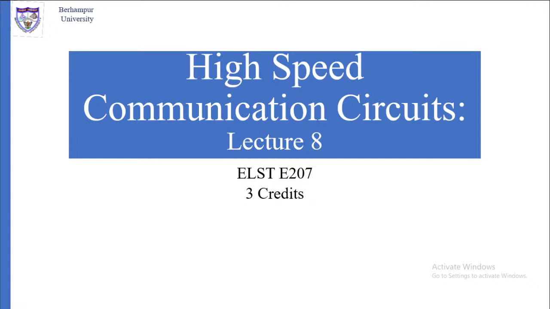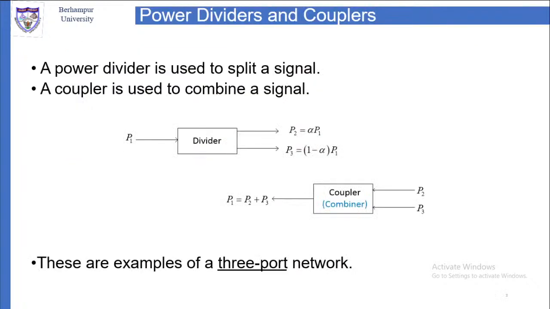So we'll divide power from one port. Input is given at one port. It is divided between two different ports. That is what we are going to see. So by definition, the power divider is used to split a signal. The signal contains power.